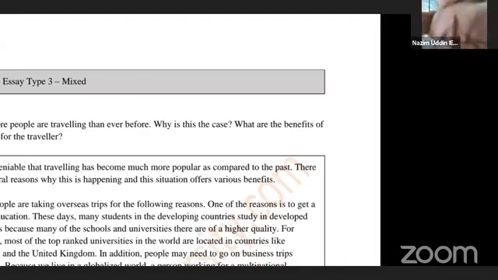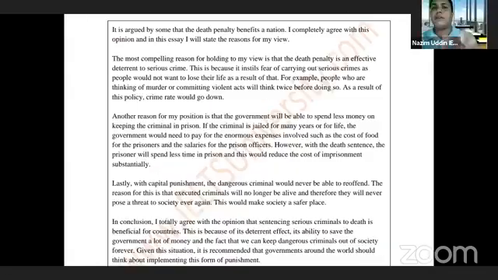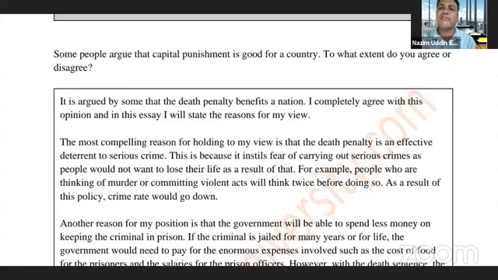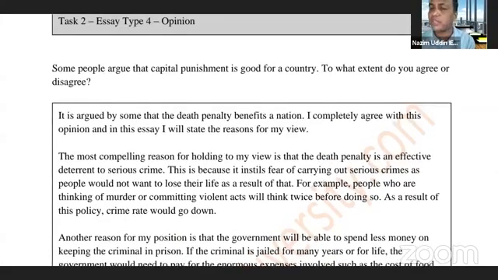We can see other types of question here. Some people say capital punishment is good for a country. To what extent do you agree or disagree? First of all, you have to understand the type of question. What does the question require from you? The question requires agree or disagree, your point of view, your opinion. And in terms of writing this kind of question, you have to make 4 paragraphs. The first one should be the introduction, explaining your knowledge regarding the question, whatever you understand.